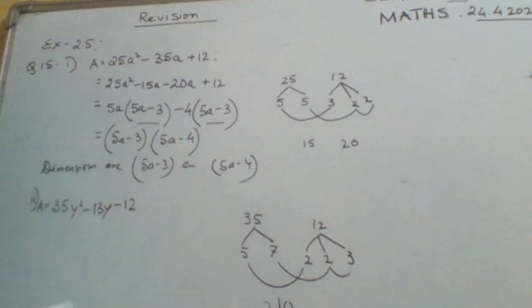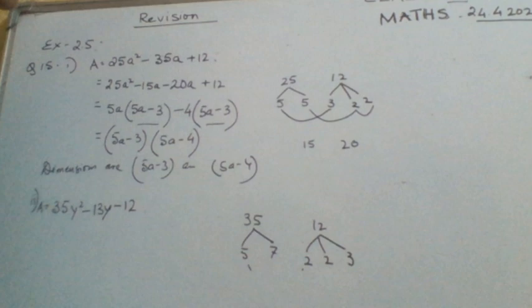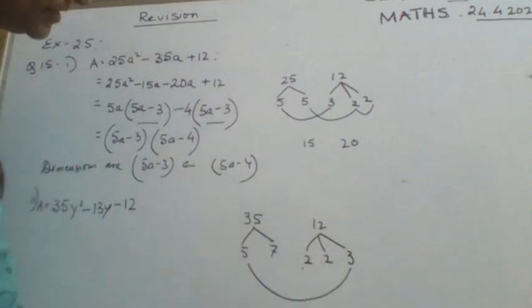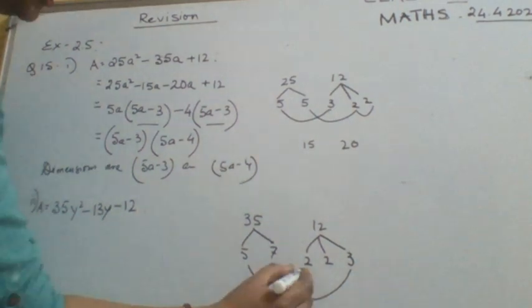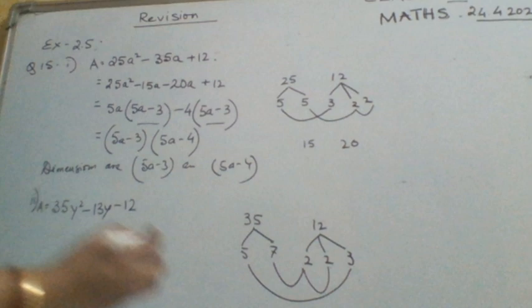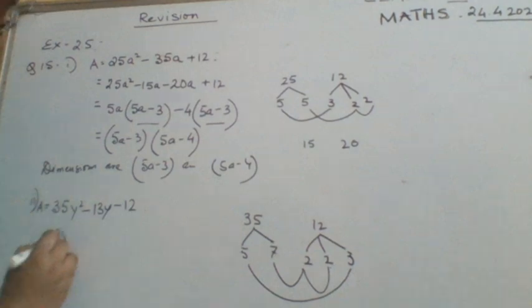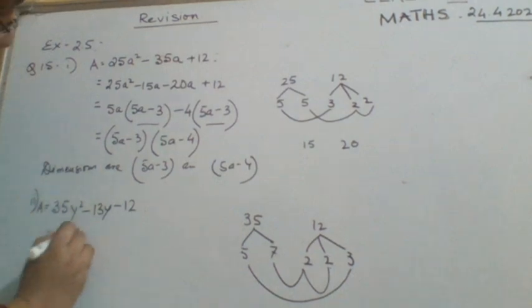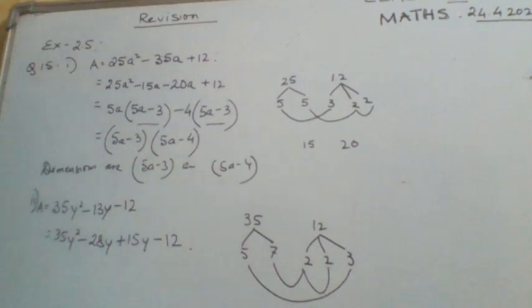Say if we take this 5 into 3, that will give you 15, and 7 into 2, 14. 14 into 2 is 28. This pair will do, I think. Yes, 15 and 28. Now because this is minus, this is going to be 35y square minus 28y plus 15y and then finally minus 12.